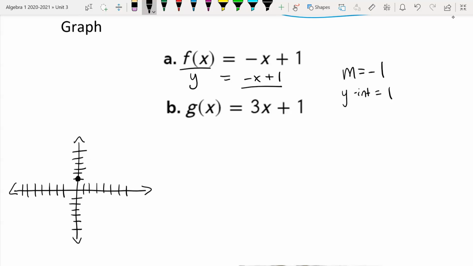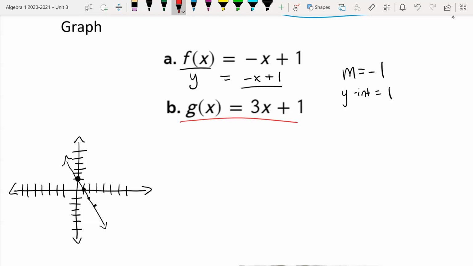Y-intercept's 1. If my slope's negative 1, I'm going to go down 1, right 1, down 1, right 1, down 1, right 1. You can plot a whole bunch of points. We will stop there. And that's how you would graph f of x equals negative x plus 1.